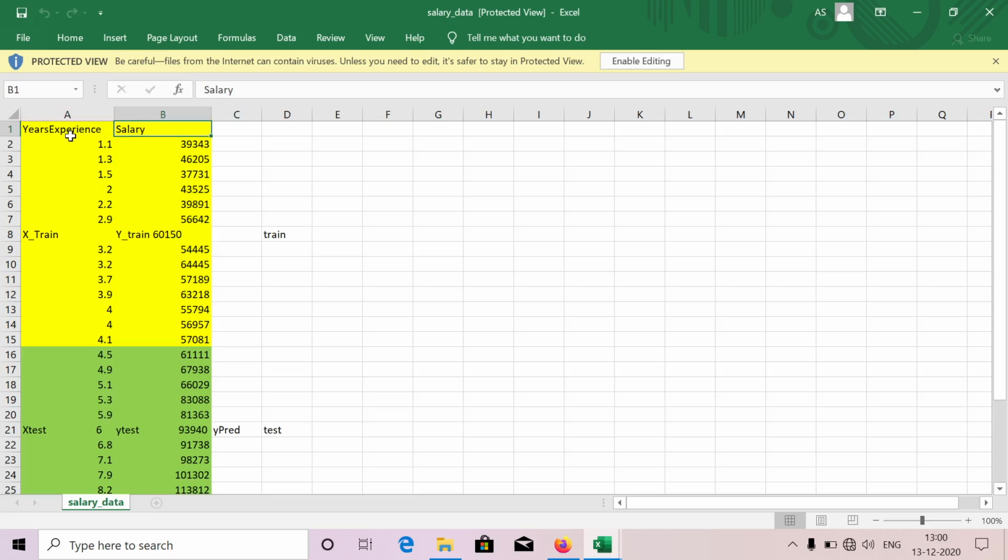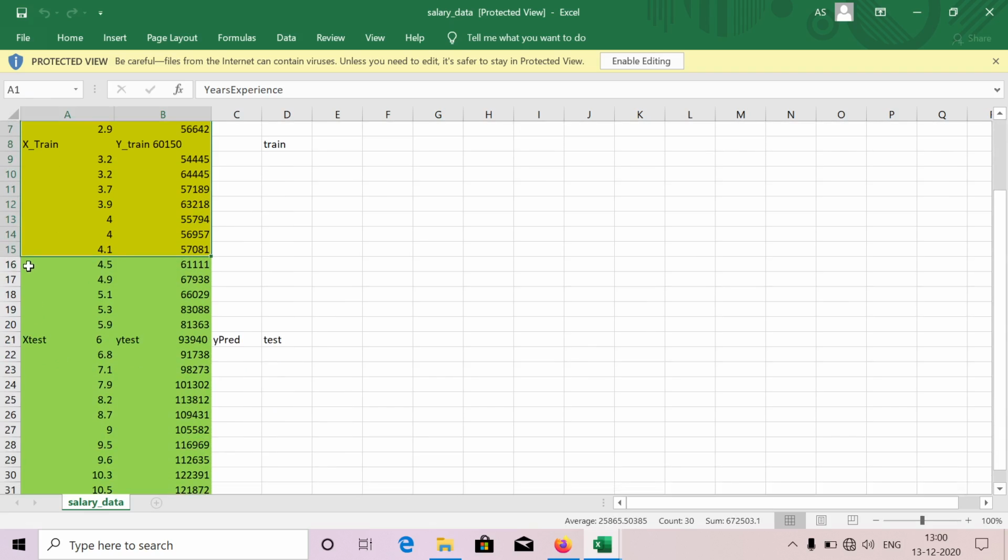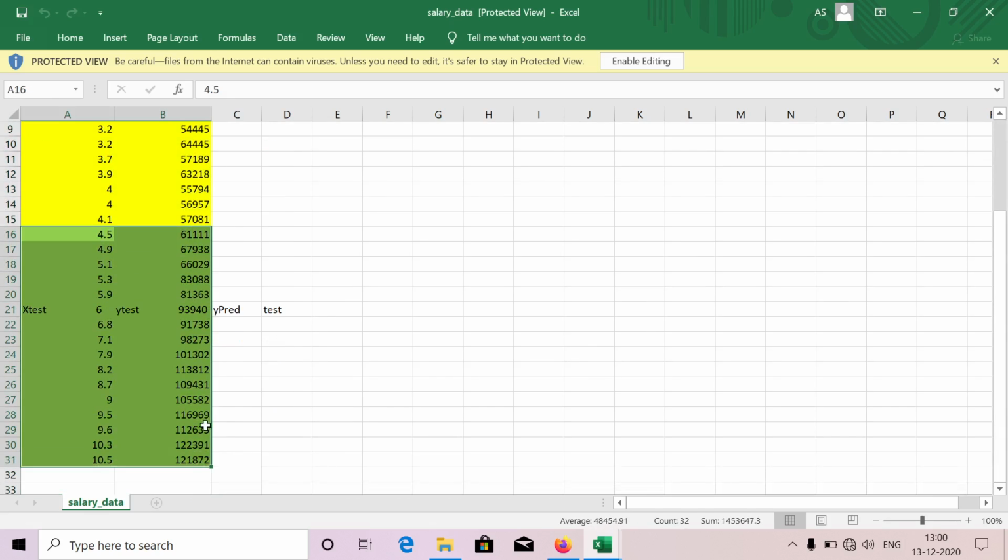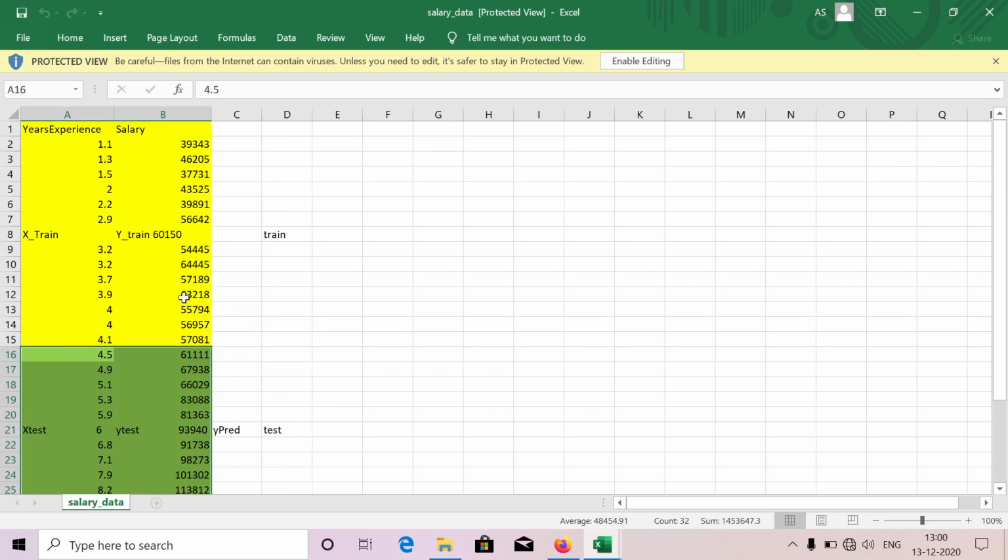Here I am dividing the data into 4 parts. First is my training set. The training size is 0.5, and the test size is also 0.5. That's why these 30 records I am dividing into 15 and 15: 15 for the train and 15 for the test. I divided it as per my understanding.